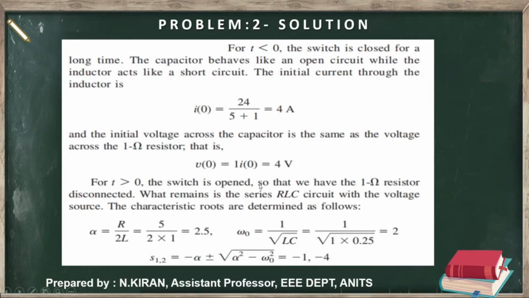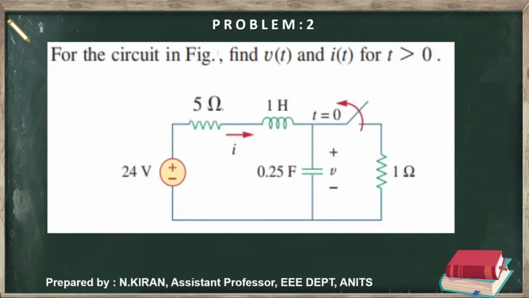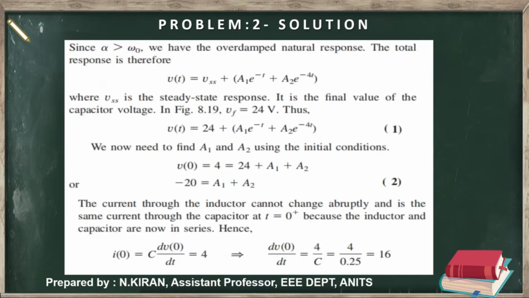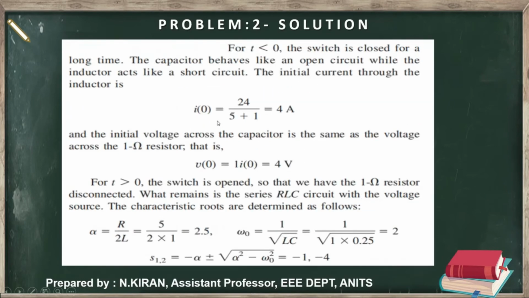For t greater than 0, the switch is open. Even though the switch is open, the source will be connected, so it is a source-driven series RLC circuit. Here alpha value is 2.5 and omega naught value is 2. Since alpha is greater than omega naught, the roots are real and distinct. So the expression will be V of t is equal to VSS plus a1 e power minus t plus a2 e power minus 4t, since the roots of the equation are minus 1 and minus 4.